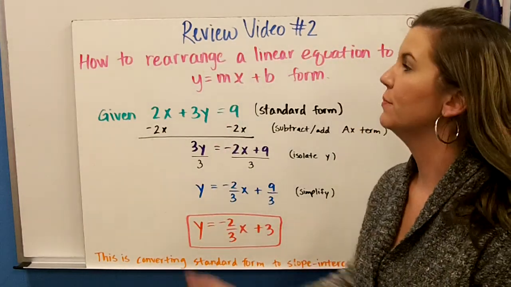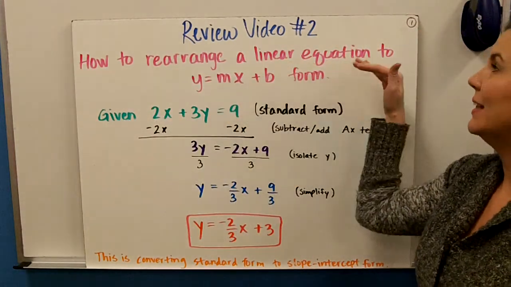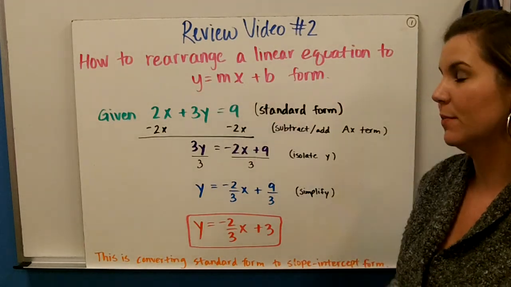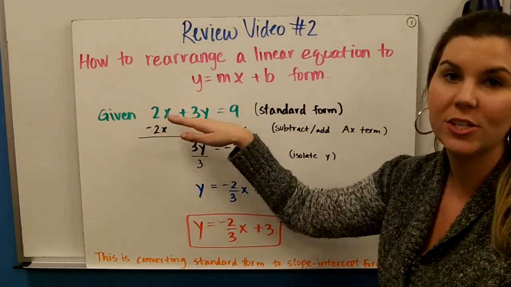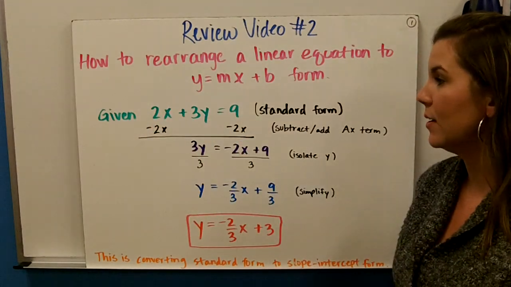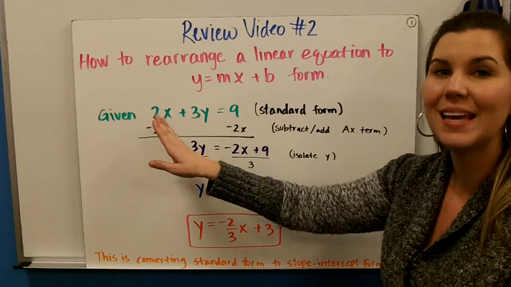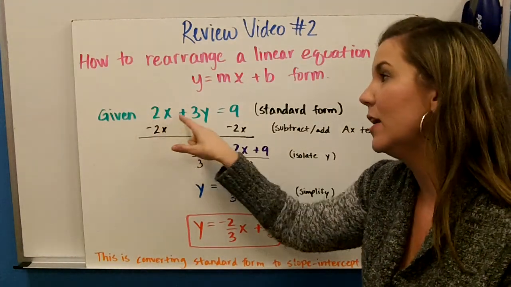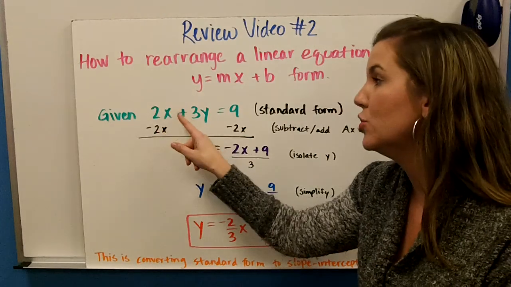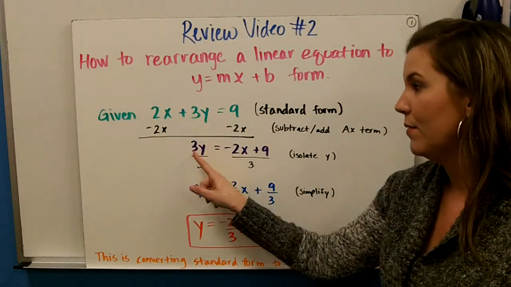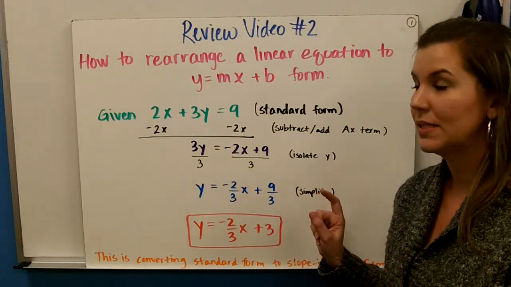Review video number 2. How to rearrange a linear equation to y equals mx plus b form, slope-intercept form. If you are given an equation in standard form, such as 2x plus 3y equals 9, then you will move the ax term to the other side, whether by addition or subtraction. Here, my ax term is 2x, so I'm going to subtract 2x from both sides. Now I have 3y equals negative 2x plus 9.